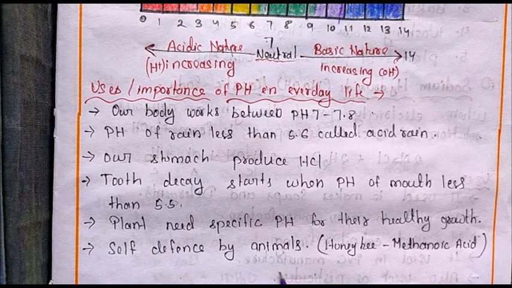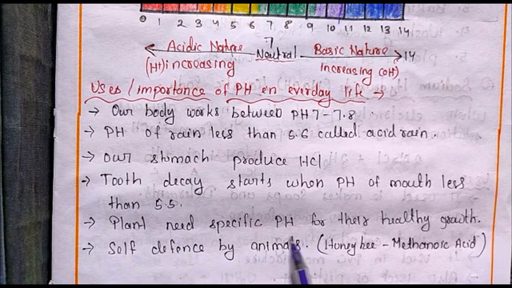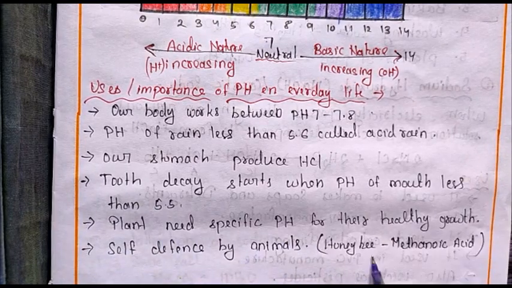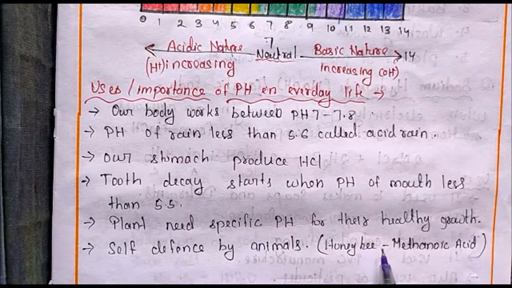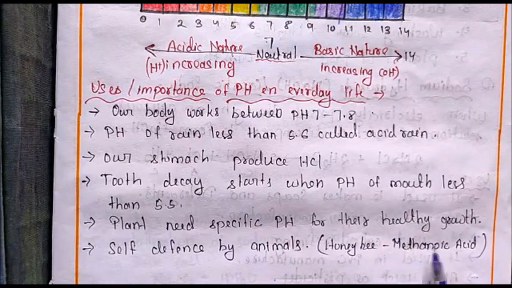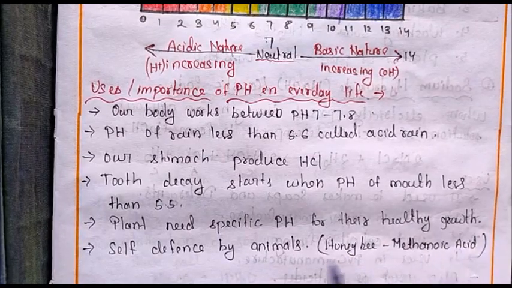Self-defense by animals. Some animals secrete acids for their self-defense, like the honeybee. When it stings, we have severe pain. It secretes which type of acid? Methanoic acid. Honeybee secretes methanoic acid for self-defense.